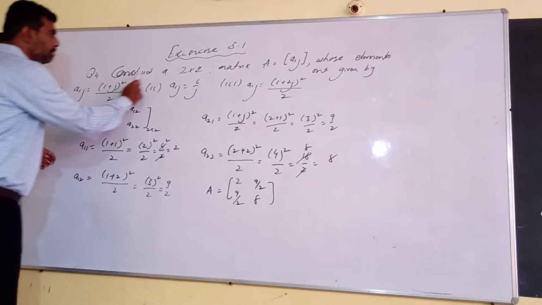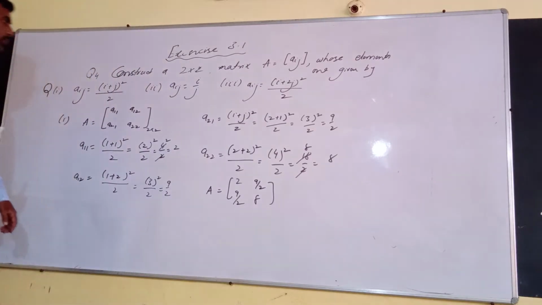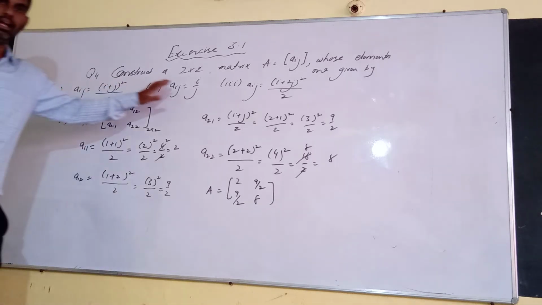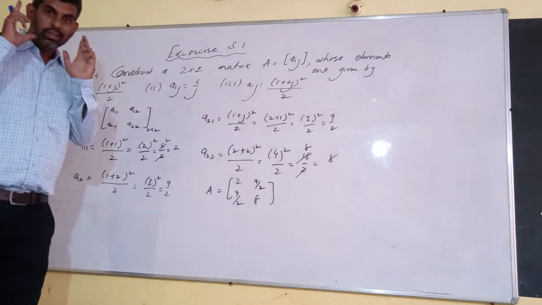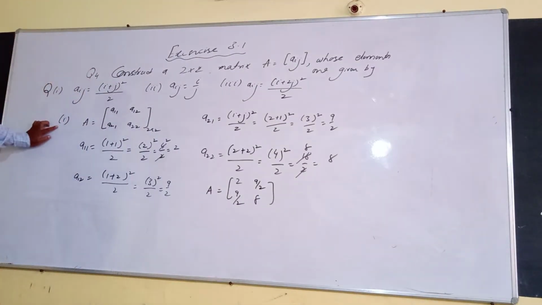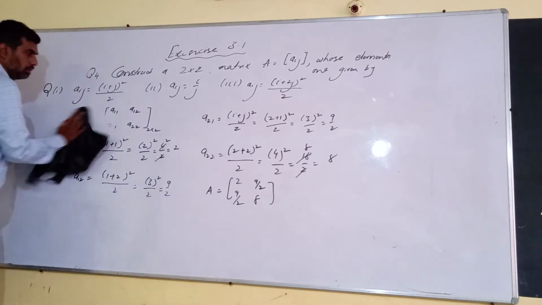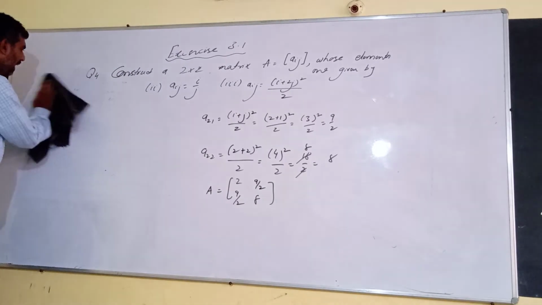So construct a 2 cross 2 matrix A equal to Aij. Aij is I plus j whole square divided by 2, Aij is I divided by j, Aij is I plus 2j whole square divided by 2. Three different questions. First one I have solved. Now we will move to the next question. First question is over.